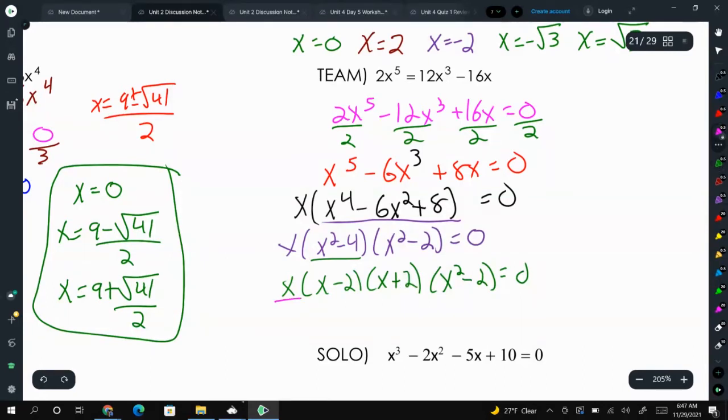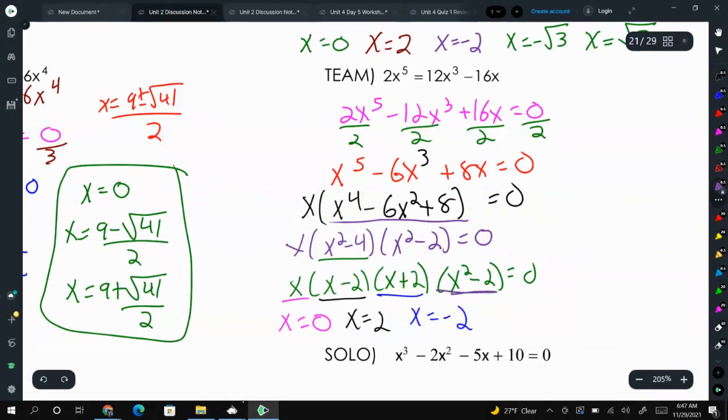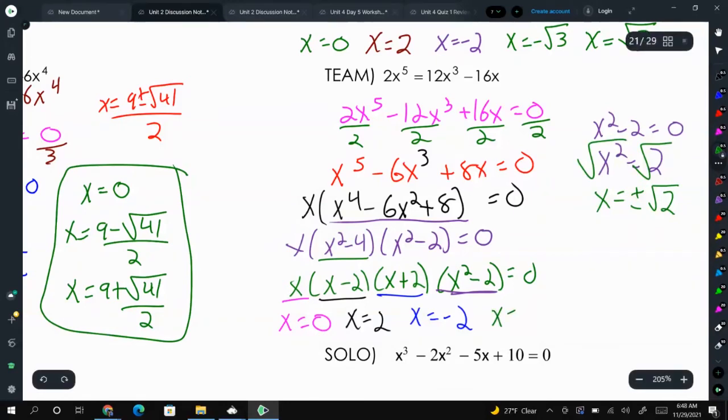Now for these are going to be simple. So x equals 0, x equals 2, x equals negative 2. But for this, we have to do some work. So x squared minus 2 equals 0. Add 2 to both sides. So x squared equals 2. And then when we square root, we get x equals plus or minus the square root of 2. So we have x equals negative square root of 2 and x equals positive square root of 2.